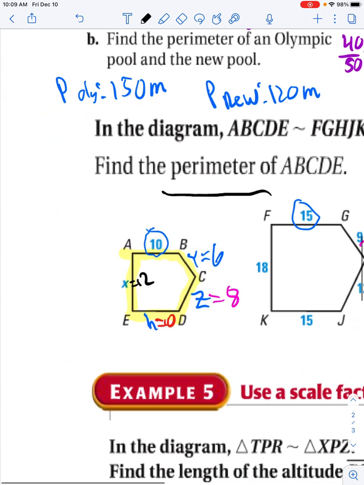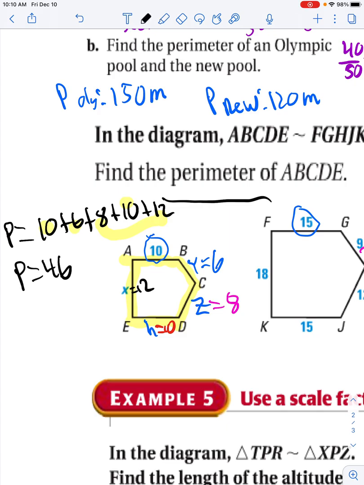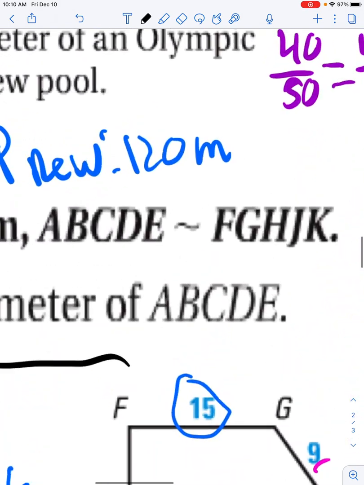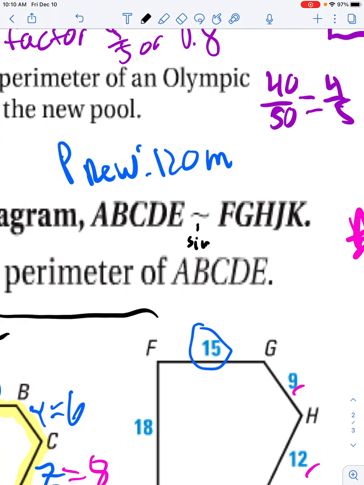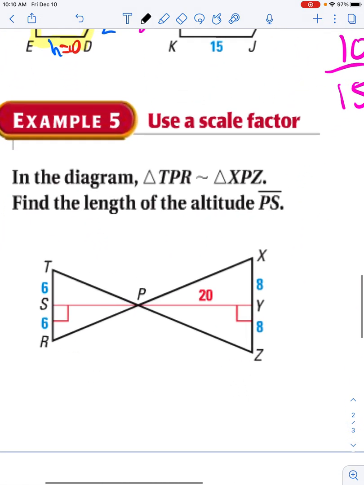So now we got to answer the problem. Perimeter is going to equal 10 plus 6 plus 8 plus 10 plus 12. Let's see here. I've got 20, 30, 40, 46. P equals 46. We don't really have units. Oh yeah, this symbol right here, this one squiggly line, means similar. This is the symbol for similar.